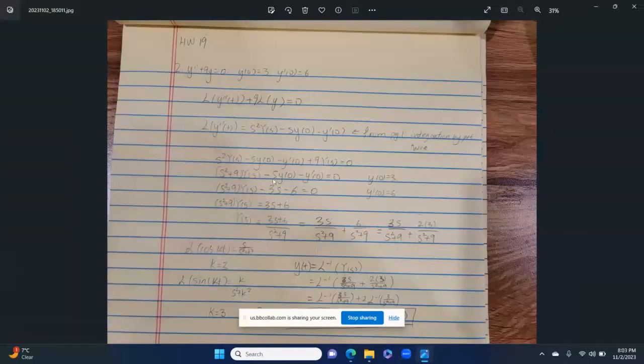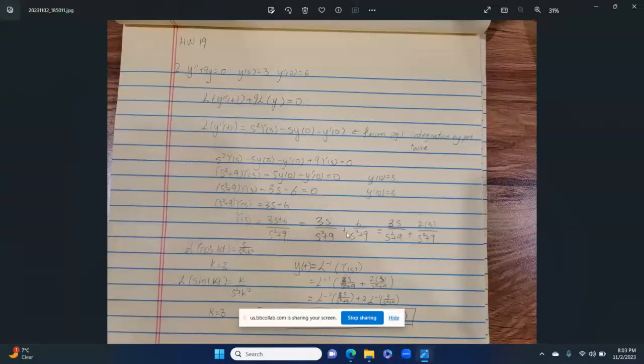Oh, sorry, you FOIL this out, you have s squared plus 9 times y of s minus s times y of 0 minus y prime of 0 equal to 0. And we were given that y of 0 is equal to 3 and y prime of 0 equals 6. So we plug those numbers in, which we get s squared plus 9 times y of s minus 3s minus 6 equals 0. Solve for y of s, we get 3s plus 6 over s squared plus 9.